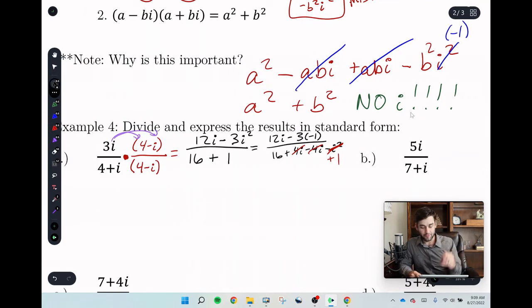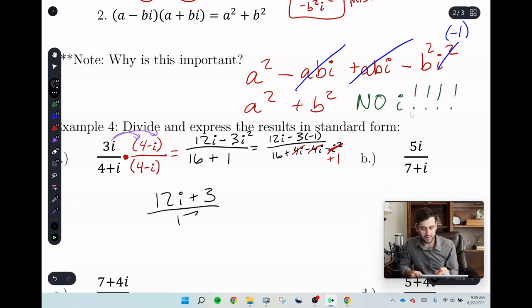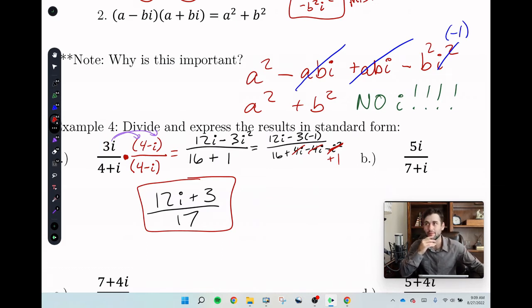So now we're left with 12i plus 3, because negative 3 times negative 1 is positive 3, all over 17. Awesome, awesome, awesome. Can we reduce that? Can we turn 12 and 3 into 17? No. Can we do 12 divided by 17? No, 17 is prime. Can we do 3 divided by 17? No, they're both prime. So it looks like we are good to go. We are good to move on to the next one.